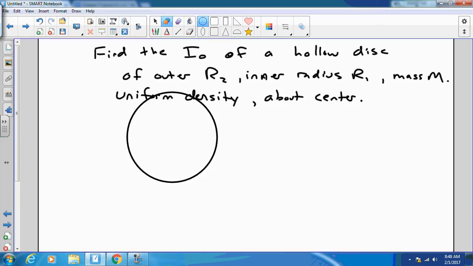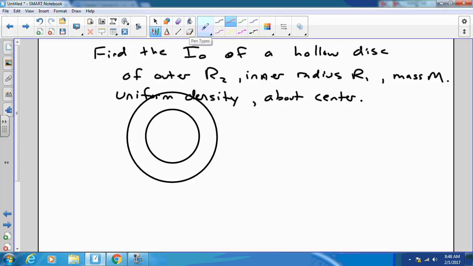Now, just to understand what we're talking about here, what we're looking at is a disk that is filled in over here. And it has an inner radius R1, and all of the points inside here are empty space. And then it has an outer radius R2.